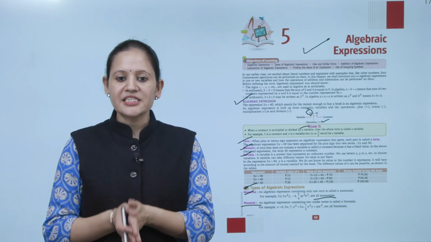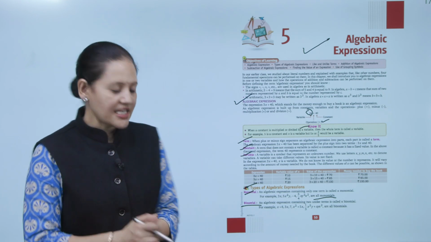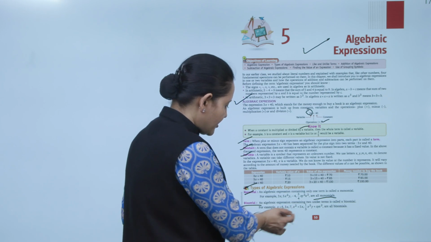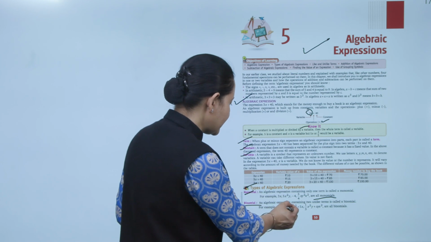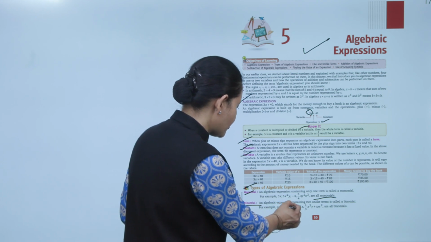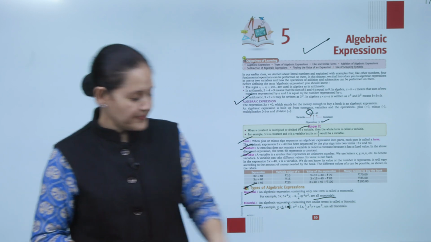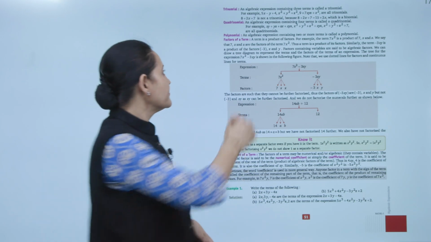Next is binomial. An algebraic expression containing two unlike terms is called a binomial. For example, x plus 6. Two terms are there, x and 6, so that is called a binomial. 3x plus 7 is also an example of a binomial because two terms are there. Clear?